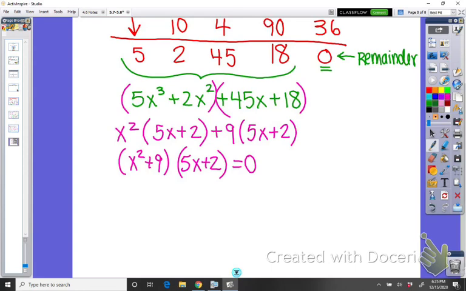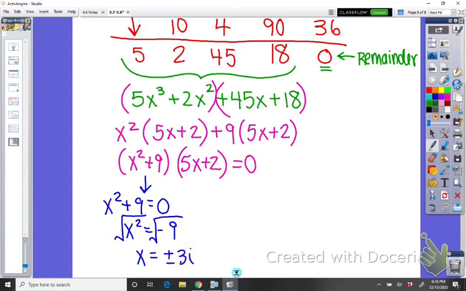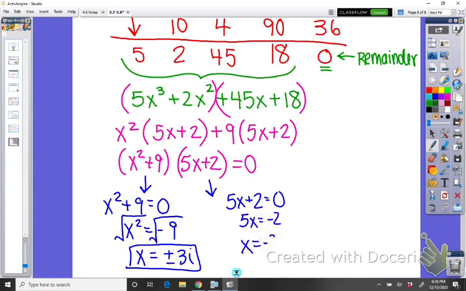We have to do what we did in 5-7, so we've got to set each one of these equal to 0. So we're going to subtract the 9 over. You get x squared equals negative 9, square root. x is plus or minus 3i. This one, 5x plus 2 equals 0. Subtract the 2, you get 5x equals negative 2. Divide by 5, so you get x equals negative 2/5.